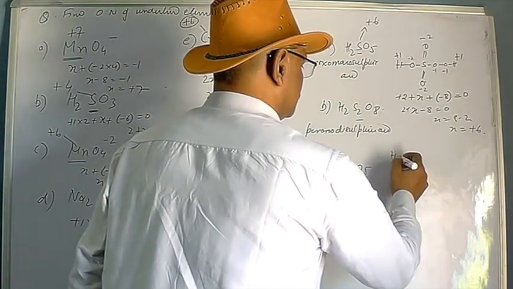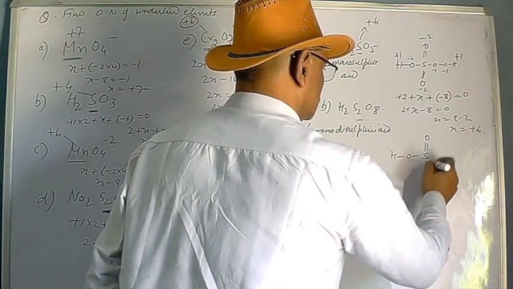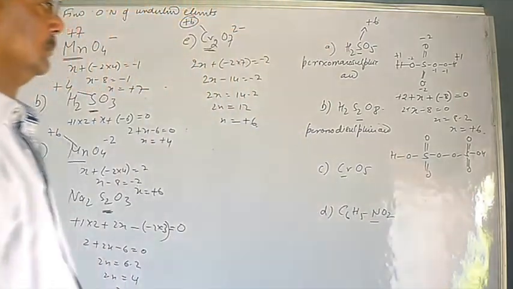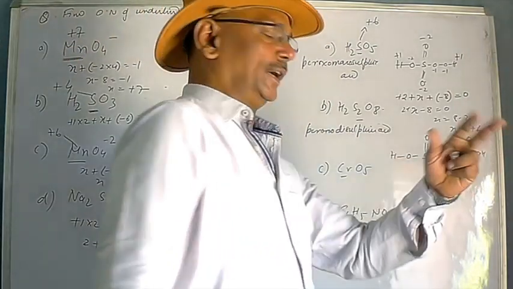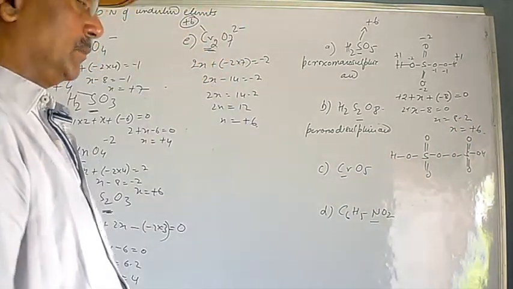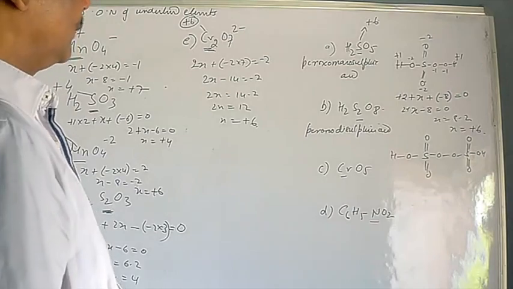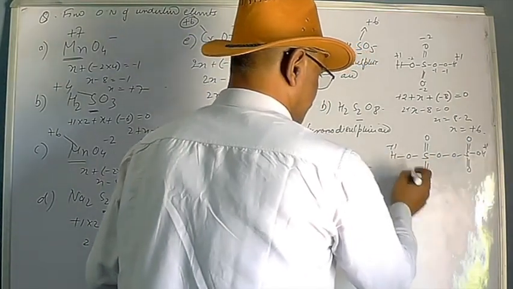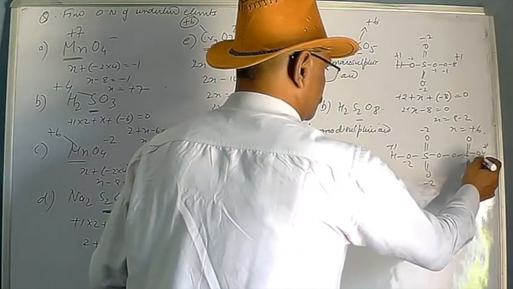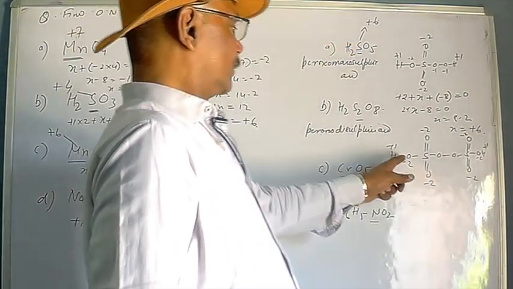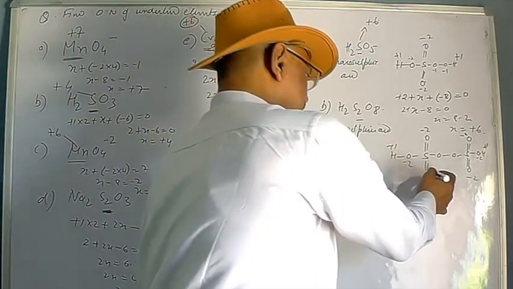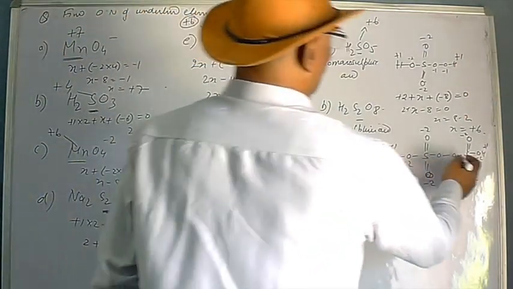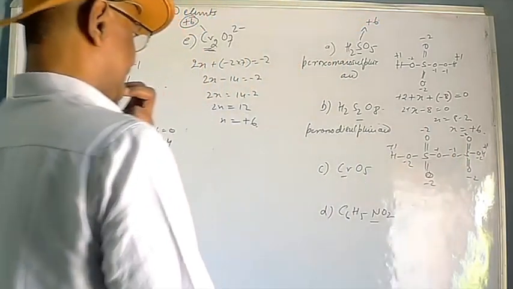Similarly, peroxodisulfuric acid. Class, again we are getting a peroxide bridge here. Whenever two O atoms are singly bonded, they give you a peroxide bridge. Remember, I repeat again, whenever two O atoms are singly bonded, they give you a peroxide bridge. So now let us find out. Hydrogen plus 1, and oxygen minus 2, minus 2, minus 2, minus 2, minus 2, and minus 2, because hydroxide is minus 2, oxide minus 2. Oxygen again here minus 2, minus 2, minus 2, minus 2, and hydrogen plus 1. And since this is a peroxide bridge, I have told you that oxygen is minus 1 in the peroxides. Now let us find it out.